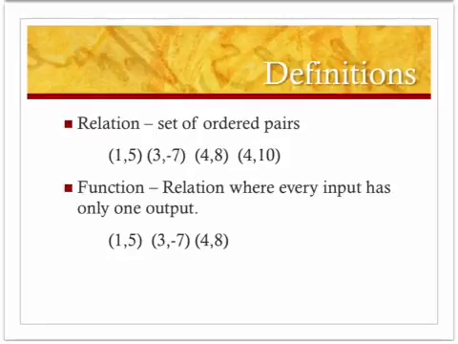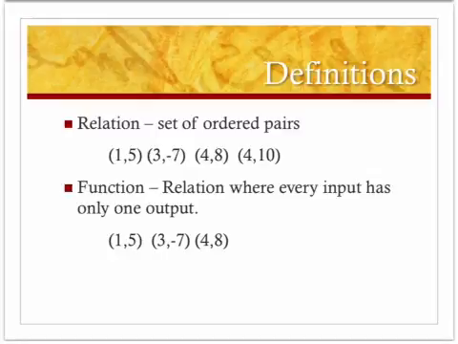A relation is a set of ordered pairs. As you can see in this particular example, there are 4 ordered pairs: (1, 5), (3, -7), (4, 8), and (4, 10). There's no restrictions, as long as every x has a y value that's linked with it.